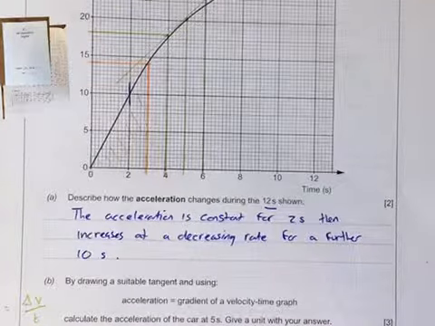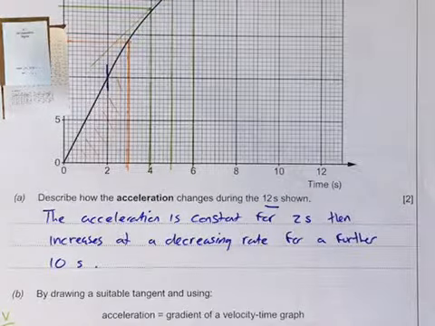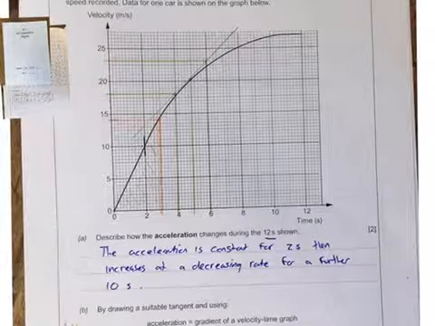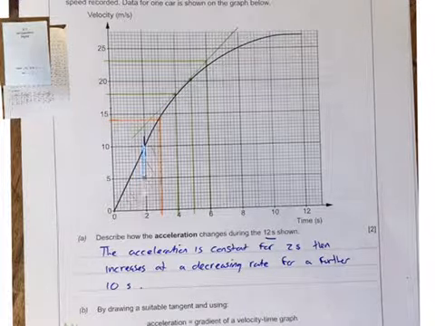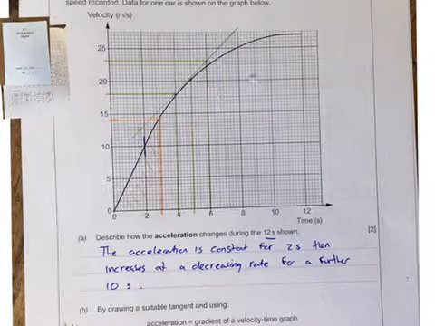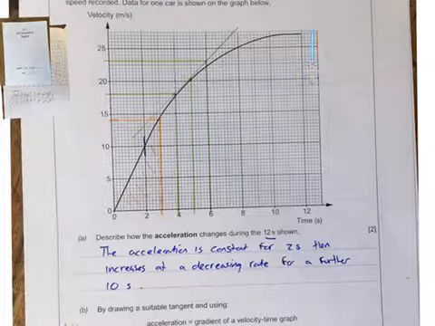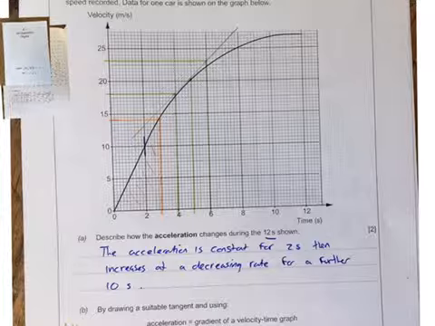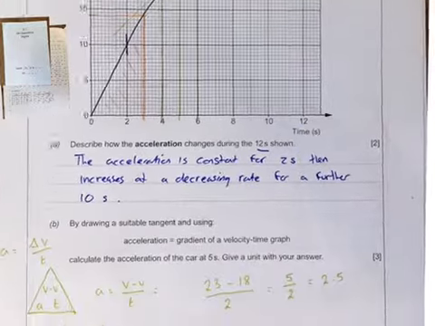Describe how the acceleration changes during the 12 seconds shown. So you can see that it's a straight line from 0 to 2 seconds there, and then it starts to curve. It's increasing at a decreasing rate there. So that's what I've said. The acceleration is constant for 2 seconds, nice straight line, then increases at a decreasing rate for a further 10 seconds. So from 2 to 12. And that's your 2 marks.